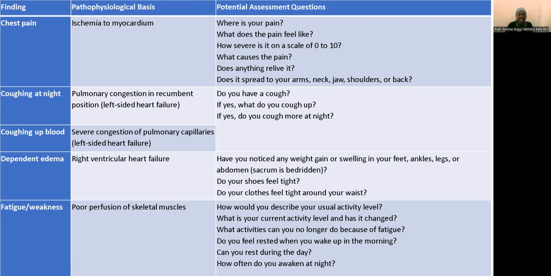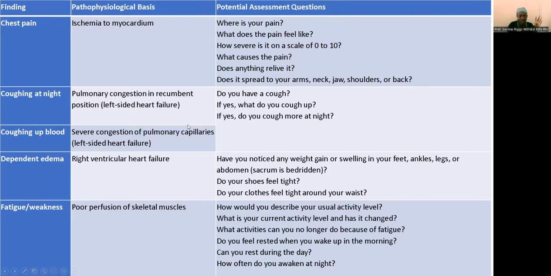So the finding is chest pain, pathoischemia to myocardial, which we just covered. So you, the nurse, would ask the client, where is the pain? What does the pain feel like? How severe is it on a scale of 0 to 10? What causes it or makes it worse? Does anything make it better? Does it spread? You need to spend a moment with this chart, because based on what the client says or the findings, you have some specific questions you should ask.